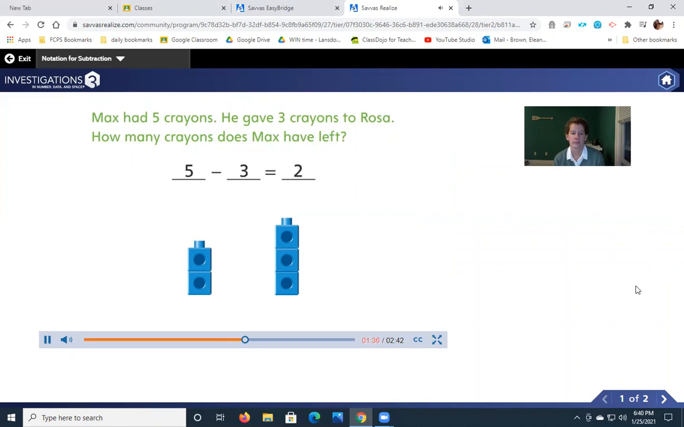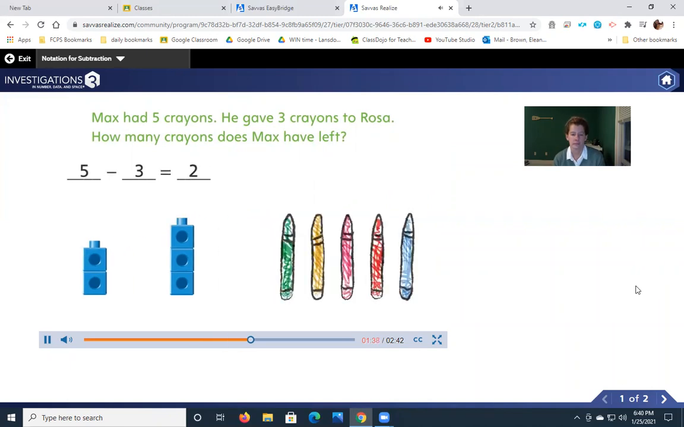Katrina drew crayons. First she drew the 5 that Max had. Then Katrina put X's on the ones Max gave away. She had 2 left. 1, 2. She drew 5 crayons, then crossed out 3. There were 2 left. I used cubes and Katrina drew crayons, but we both had the same equation. The math symbols show that there were 5 crayons, 3 were given away, and 2 were left. The equal sign shows that 5 minus 3 is the same as 2.